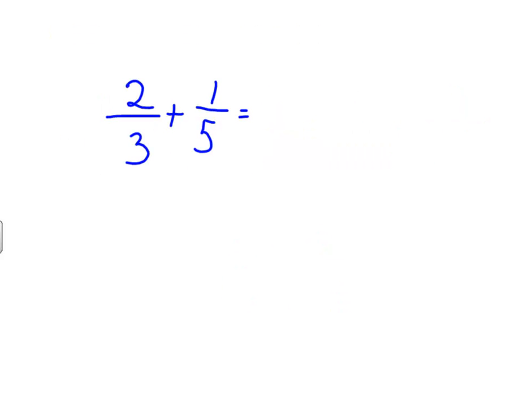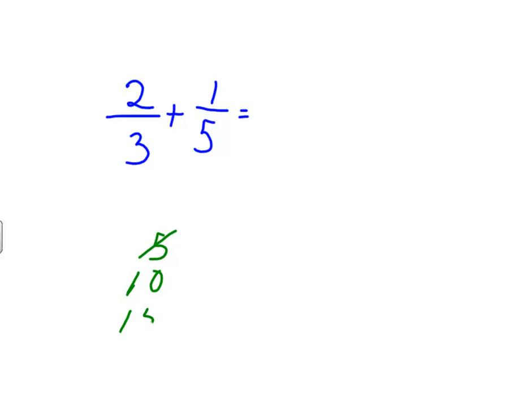This problem is 2/3 plus 1/5. Again, no common denominator, so we need to find a common denominator. Look at the big number, it's a 5. Can 3 go into 5 evenly? And the answer is no, it can't. So now we're going to start looking for numbers that both 5 and 3 can go into. We know 5 didn't work. Let's try 10, another multiple of 5. 3 cannot go into 10 evenly.